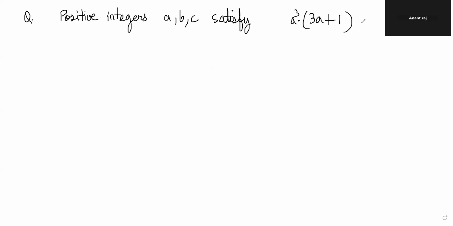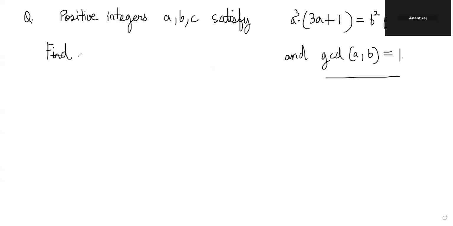For example, this question: positive integers A, B, C satisfy A cube times (3A plus 1) is equal to B square times (B plus 1) whole cube is equal to C, and GCD of A and B is 1. Your job is to find C. Try it out.